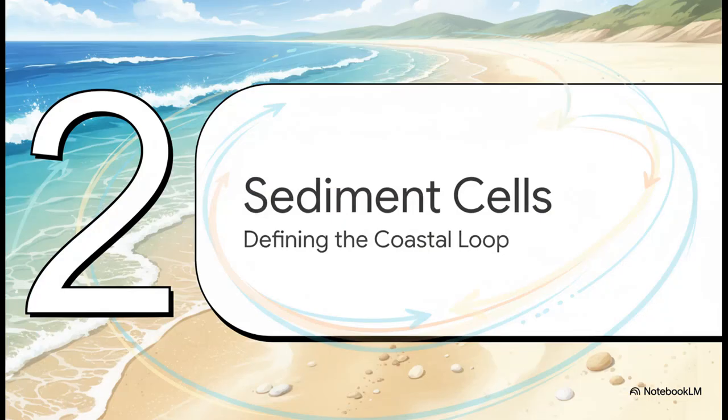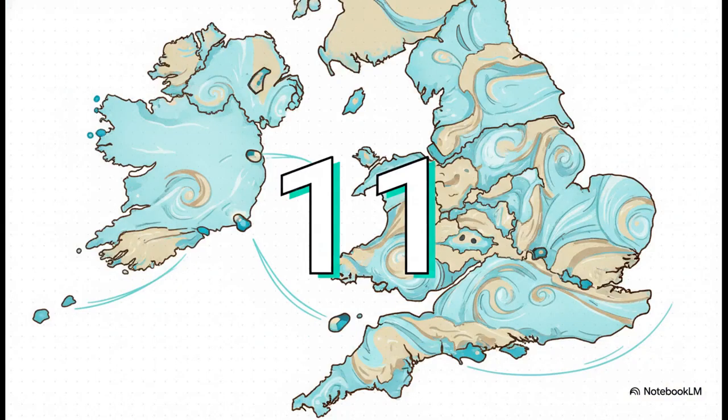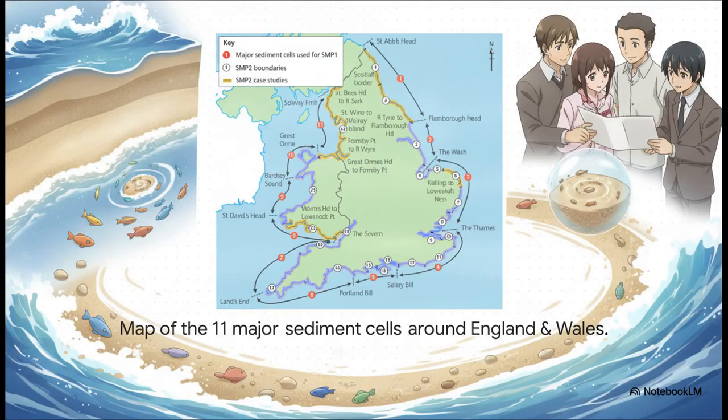Part 2. What are sediment cells? So how do we actually define these systems out in the real world? Well, to put this into perspective, around the coastline of England and Wales, there are exactly 11 major regional sediment cells. The entire coast is carved up into these 11 distinct zones. A sediment cell is basically a stretch of coastline where the movement of coarse material is completely self-contained. The sand and pebbles are locked into their own geographic loop. They just circulate around without ever really crossing over into the neighboring cell.